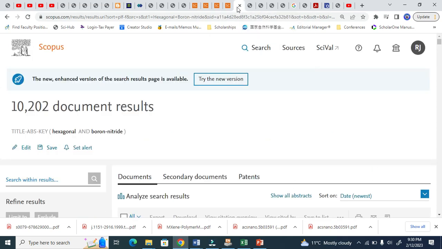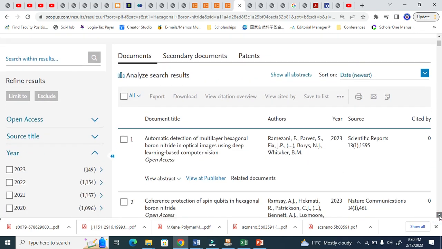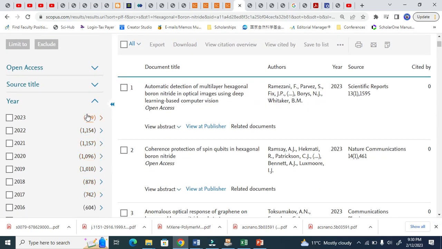And the last one is hexagonal boron nitride. And this field is also growing. Here you see, the field is basically growing.